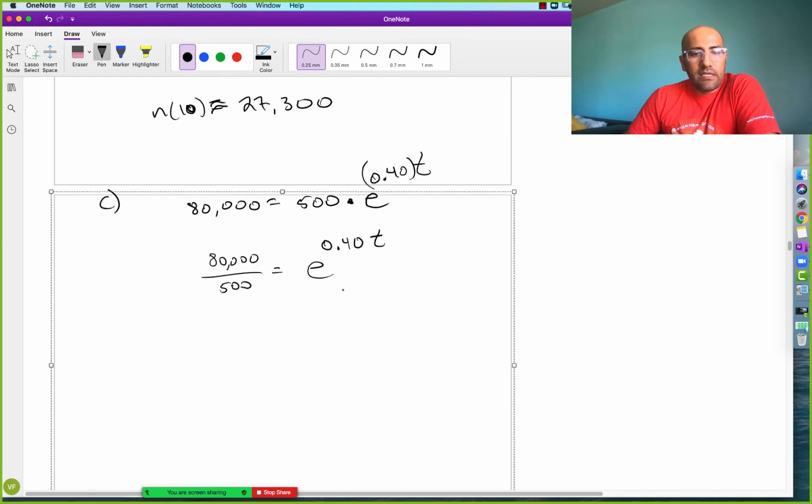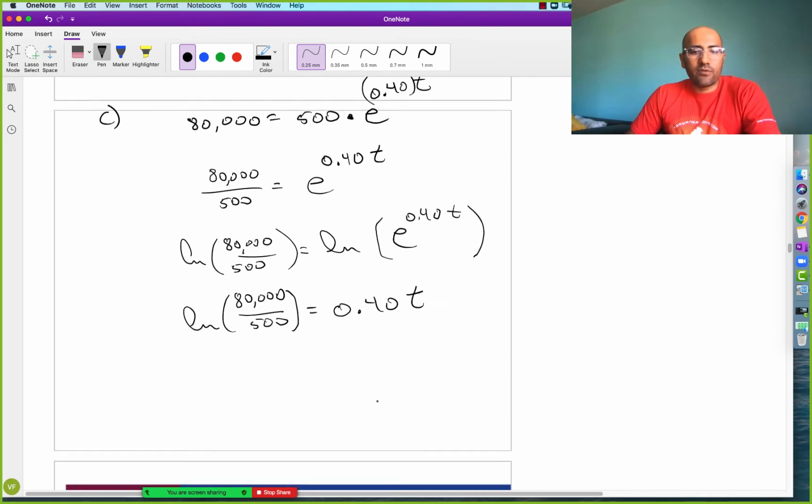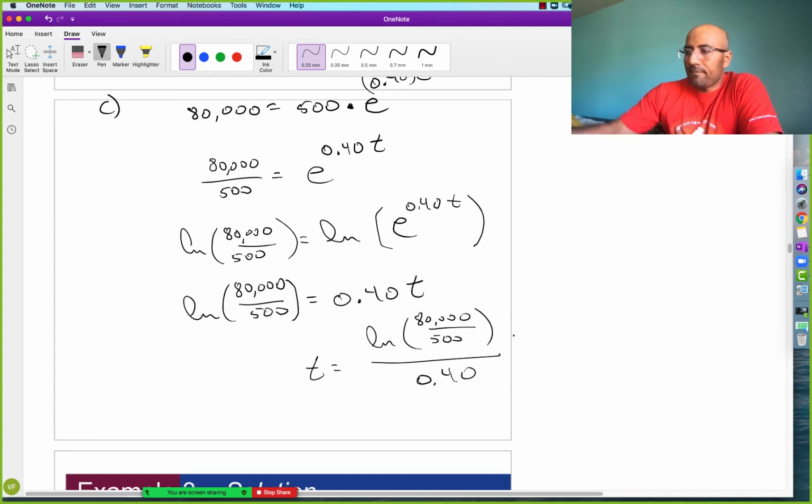Okay, so then I want to solve for t. I'm going to apply an ln function to both sides. ln of this division, 80,000 divided by 500, equals ln of this side, e to the 0.40t. These two operations are inverses of each other, so this just becomes 0.40t equals ln of 80,000 divided by 500. And now we divide both sides by 0.4. So t equals ln of 80,000 divided by 500, divided by 0.40. Good. So now we can punch that into our calculator and get our answer.